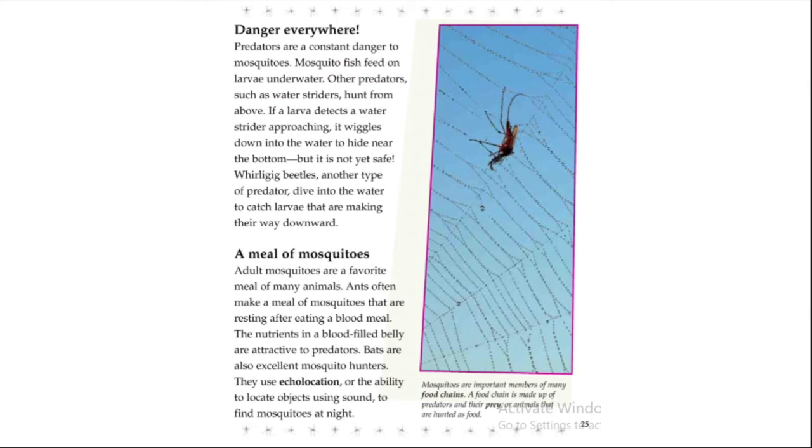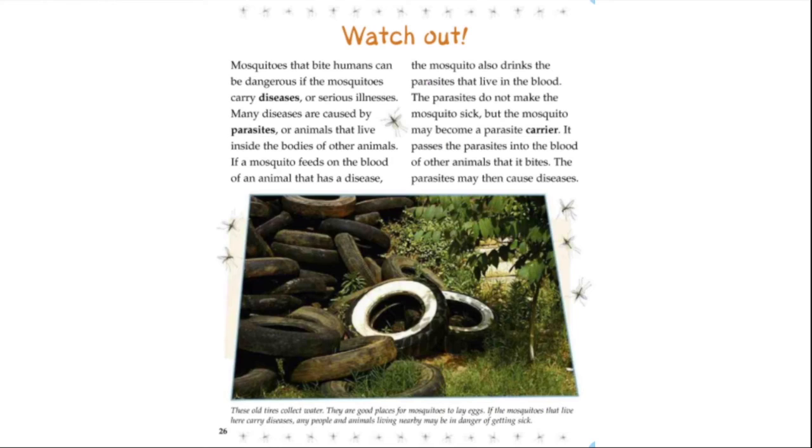A meal of mosquitoes. Adult mosquitoes are a favorite meal of many animals. Ants often make a meal of mosquitoes that are resting after eating a blood meal. The nutrients in a blood-filled belly are attractive to predators. Bats are also excellent mosquito hunters. They use echolocation, or the ability to locate objects using sound, to find mosquitoes at night.